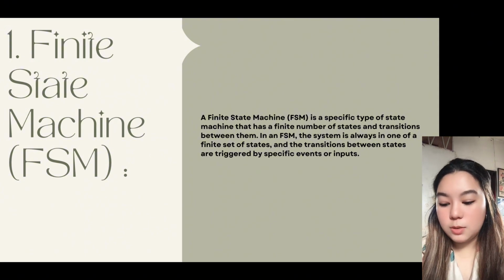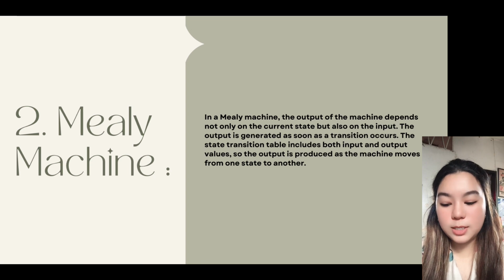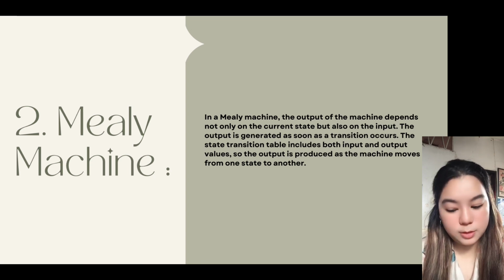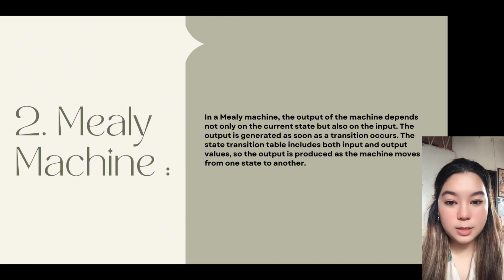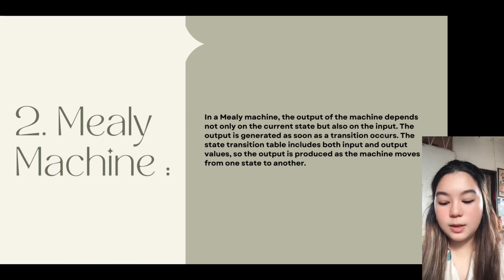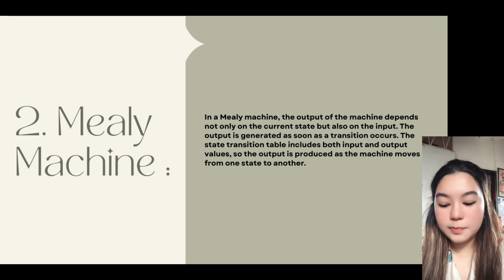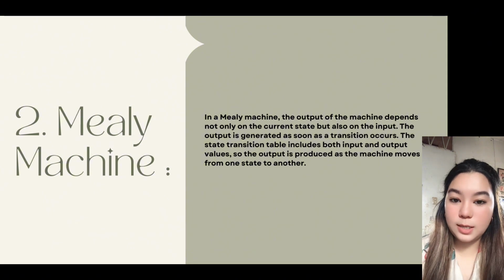So, we have here next the Mealy machine. In a Mealy machine, the output of the machine depends not only on the current state but also on the input. The output is generated as soon as a transition occurs. The state transition table includes both input and output values. So the output is produced as the machine moves from one state to another.